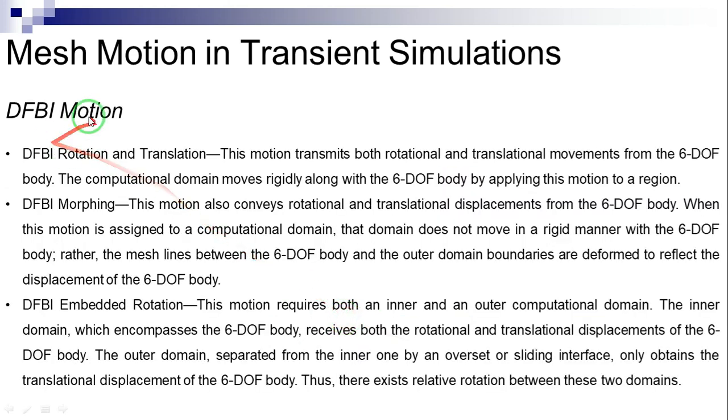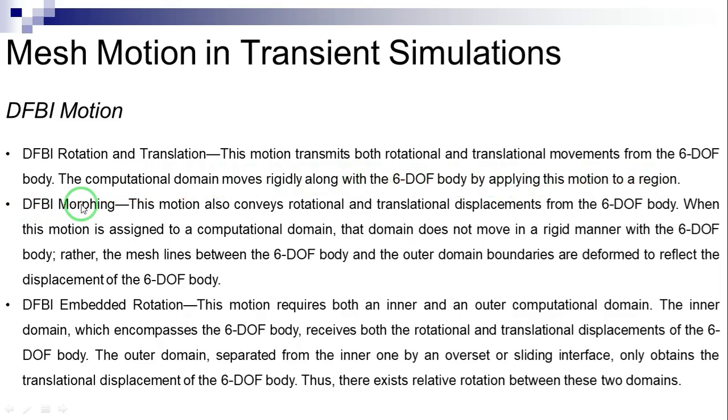DFBI motion. The DFBI motion is selected to appropriately adjust the mesh vertices around a moving 6DOF body. Various DFBI motions utilize distinct approaches to modify the mesh in relation to the body's movement. STAR-CCM+ offers 3 types of DFBI motions. DFBI rotation and translation: this motion transmits both rotational and translational movements from the 6DOF body. The computational domain, in this case, moves rigidly along with the 6DOF body by applying this motion to a region.